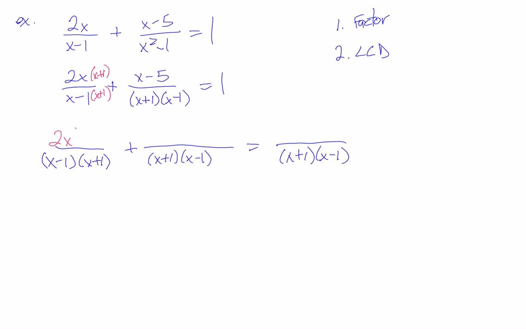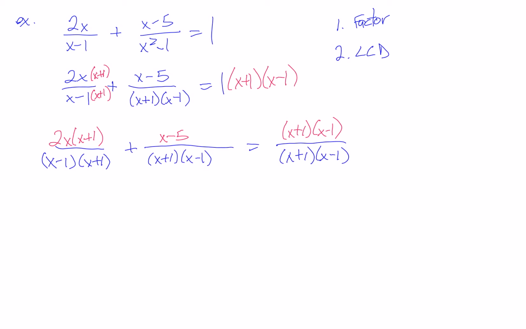So our top would be 2x times x plus 1. Okay, for the second fraction, we've got them both already, so we don't need to do anything. So our top would be the same. And then for our last one, we need both the x plus 1 and the x minus 1. Okay, so now we've changed all of our fractions. All of our denominators are the same, so we can ignore our denominators and just solve the numerators.